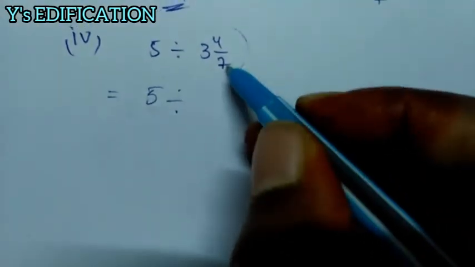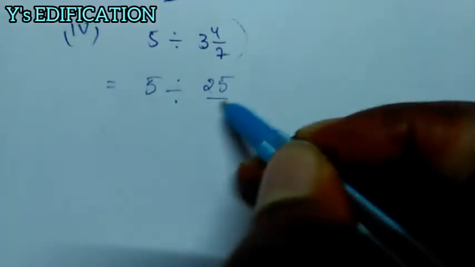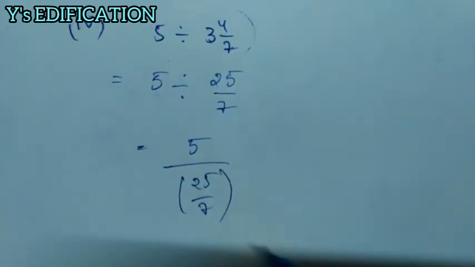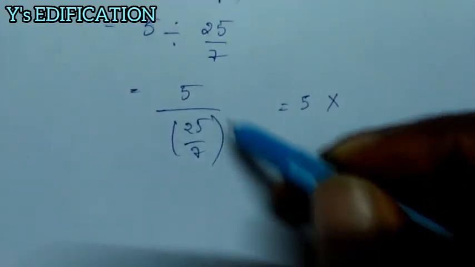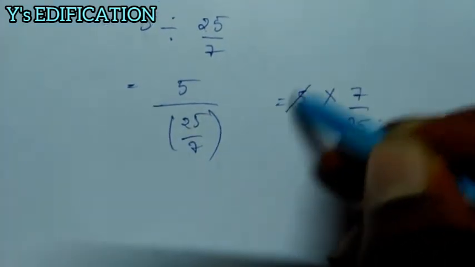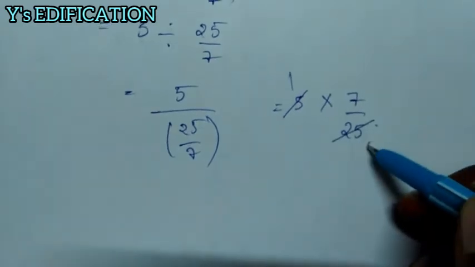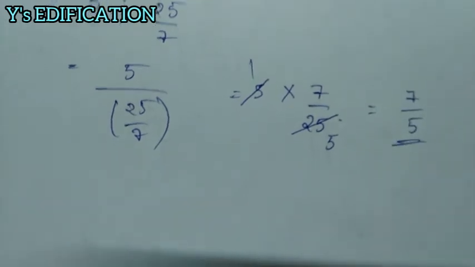Next one. 5 divided by 3, 4 by 7. So this is a mixed fraction. Convert this into a simple fraction. 7 into 3 is 21. 21 plus 4 is 25 by 7. Okay. So it will become 5 by 25 by 7. Now convert this into multiplication. So it will become 5 into, what is the reciprocal for 25 by 7? 7 by 25. Now we can cancel this 5 and 25, right? 5 into 1, 5 into 5. So what is left here? 7 by 5 is the answer.